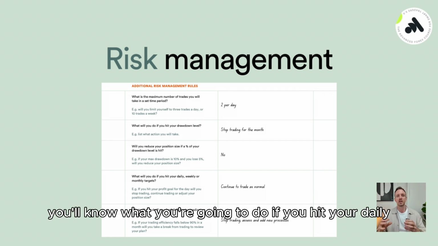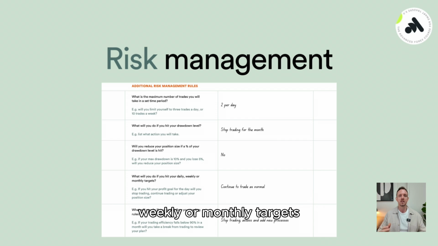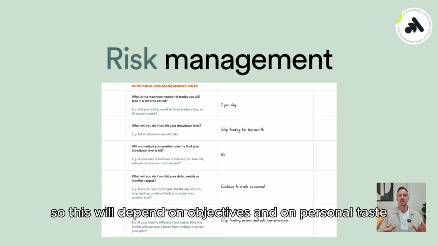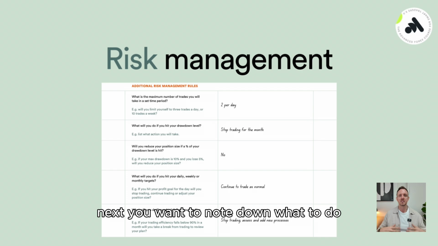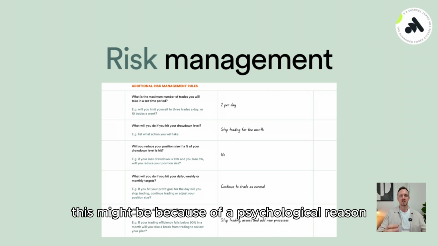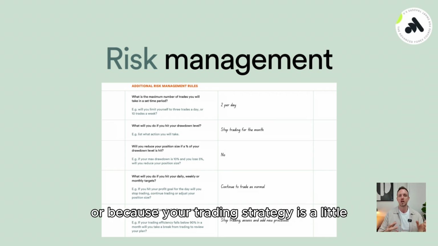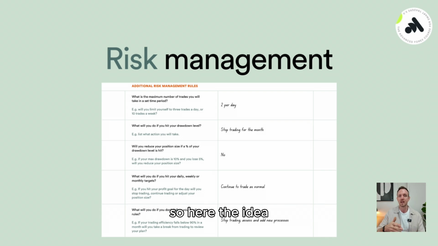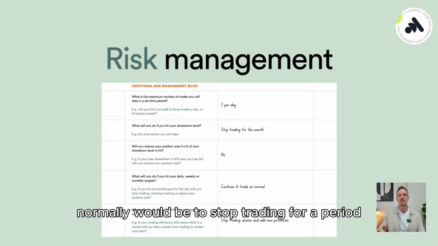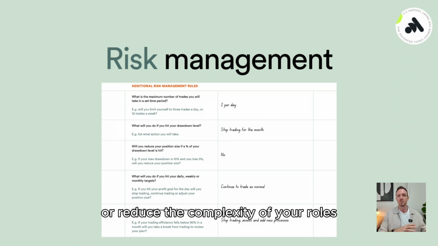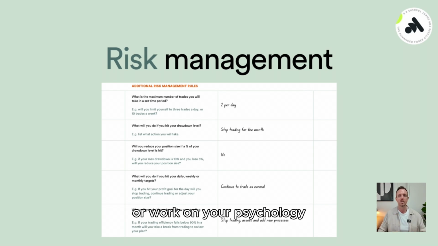Next, you'll note what you're going to do if you hit your daily, weekly, or monthly targets. So are you going to continue to trade? Are you going to trade smaller? Maybe you get more aggressive. So this will depend on objectives and on personal taste. Next, you want to note down what to do if you're not able to follow your trading rules. Typically, this might be because of a psychological reason or because your trading strategy is a little bit overcomplicated and difficult to follow. So here, the idea normally would be to stop trading for a period, assess what's going wrong, and add in some new processes or reduce the complexity of your rules or work on your psychology.